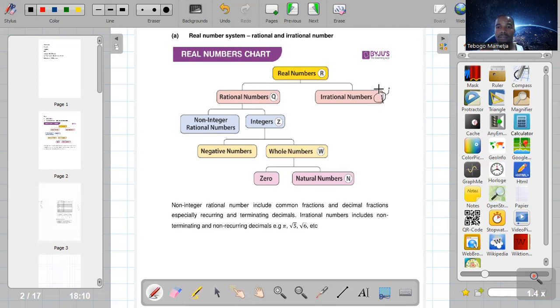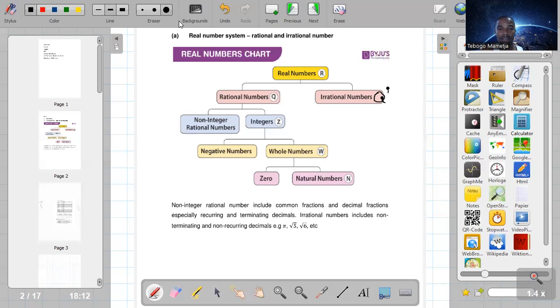I hope you will forgive me for my annotation skills, since I'm new to this pen tablet, but I think I'm going to improve along the way. Let me change the dimension of my pen. I would like to write in bold. The real number system can be divided into two classes, which are rational numbers and irrational numbers. These are the numbers which we can find on the number line, guys.